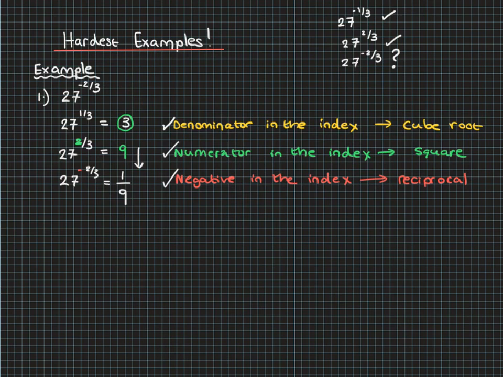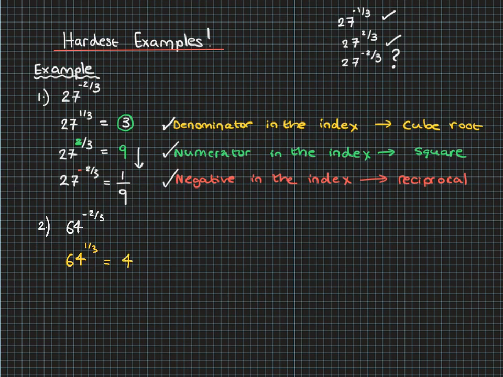Let's try another example together. So we're going to evaluate 64 to the power of negative 2/3. So what did we say first of all? We said deal with the denominator first of all, looking at the list just above. So 64 to the power of 1/3. That's the cube root of 64, which we know is 4.